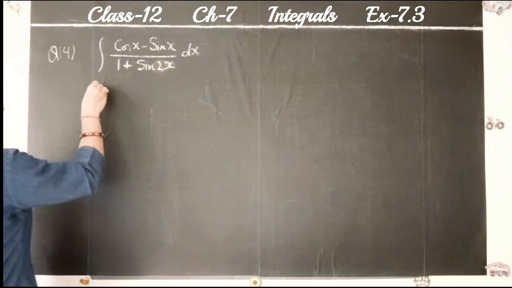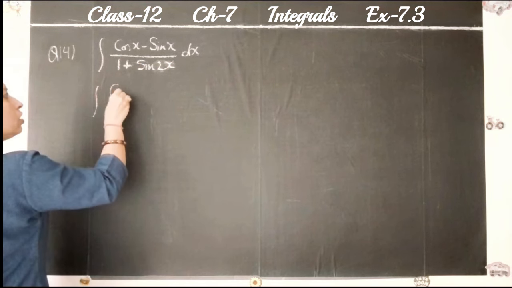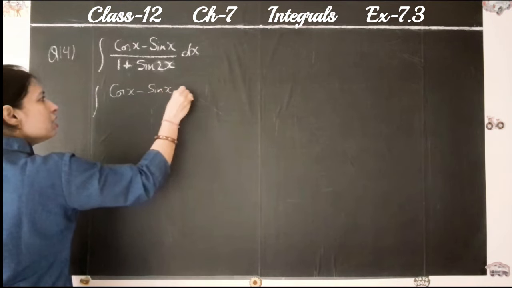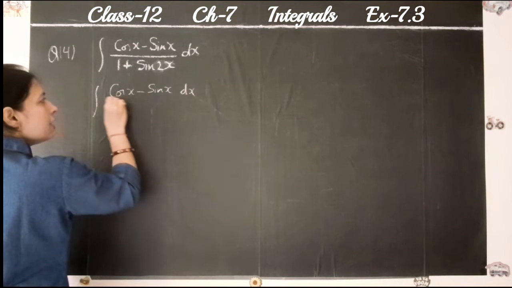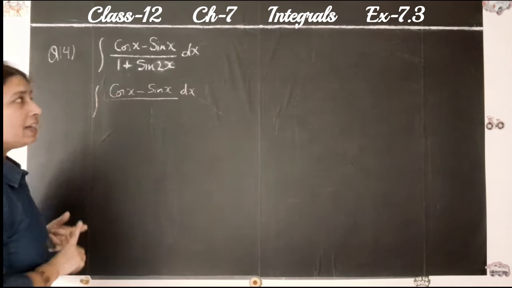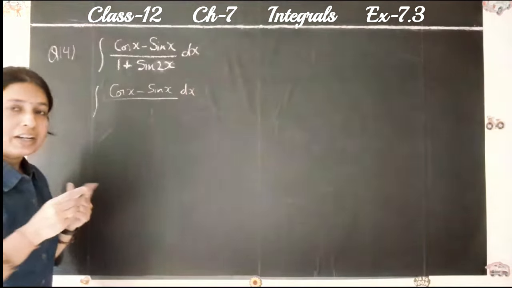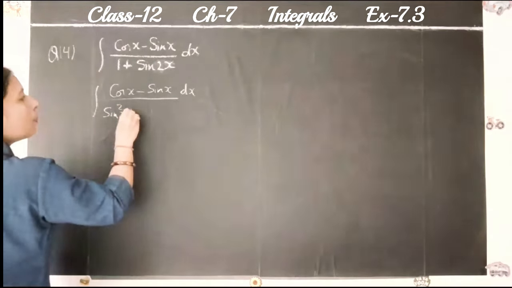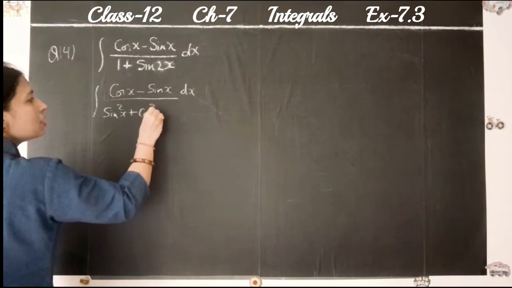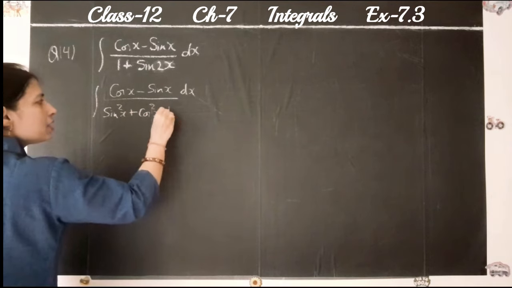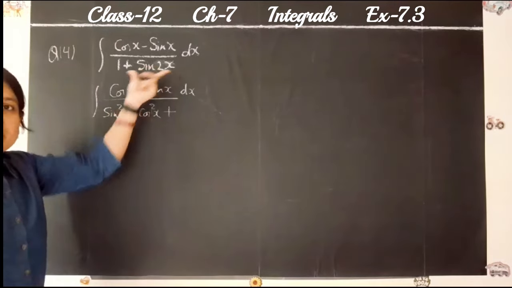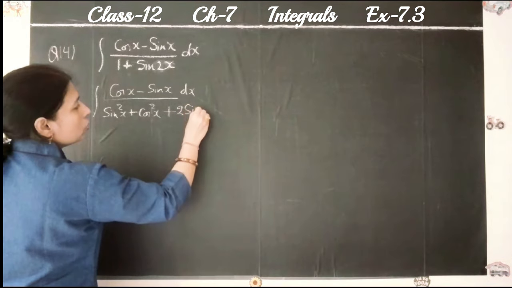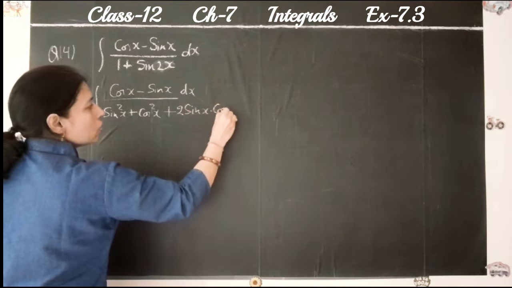So right here, cos x minus sin x as it is, and in the denominator write in place of 1, sin square x plus cos square x, plus in place of sin 2x we can write 2 sin x into cos x.